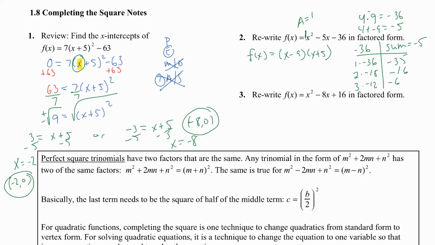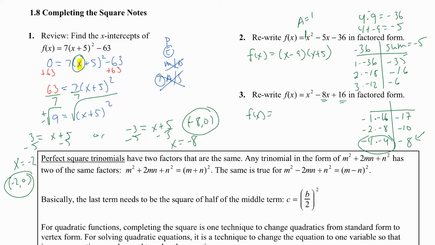Number 3, same thing, find the factored form. This one's going to be a little bit different, but we'll use that same technique. Factors of 16: it's got to be negative 1 times negative 16, because the middle term's negative, and negative times negative is a positive 16. When we add those, we get negative 17. Negative 2 times negative 8 adds to negative 10. 3 does not work, but negative 4 times negative 4 adds up to negative 8. That's what we were looking for.